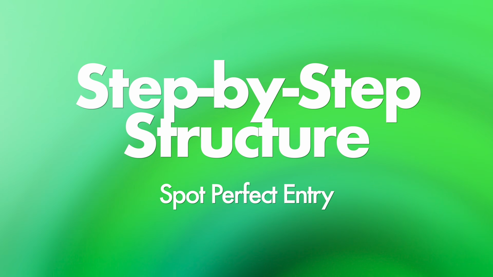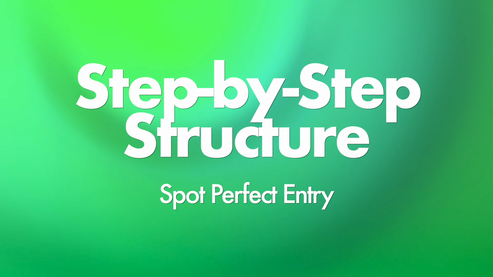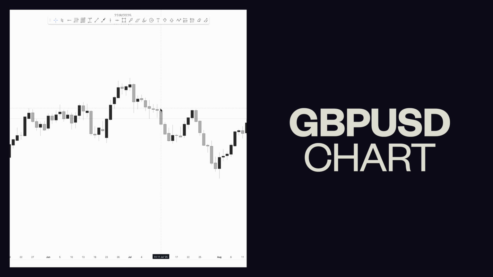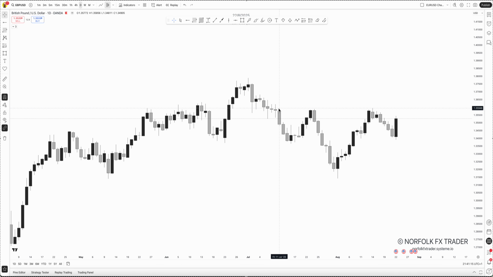Let me show you exactly how I read structure from the daily down to a 30-minute chart to spot high probability entries. Watch closely. This is how clear and repeatable entries are found. We are going to walk through this pound US dollar chart, starting here on the daily time frame, working our way down to a 30-minute.